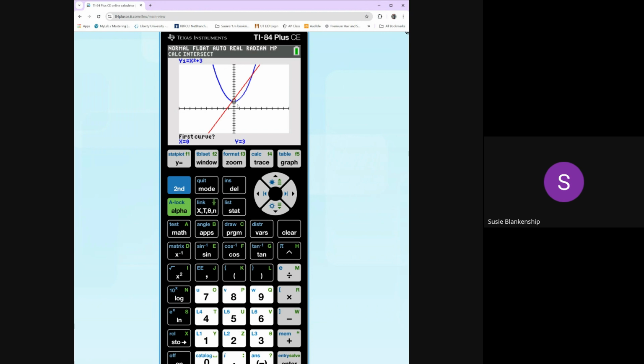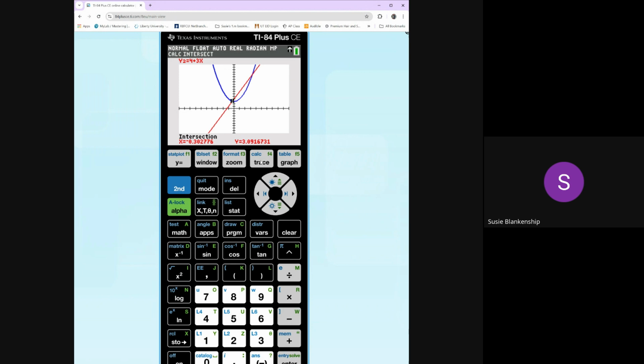First curve, it's blue, yes, hit enter. Second curve, red, yes, enter, enter. Okay, so your solution for this one should be, one of them is negative 0.303, and your y value is 3.092. Okay, so now we want to go to the second.